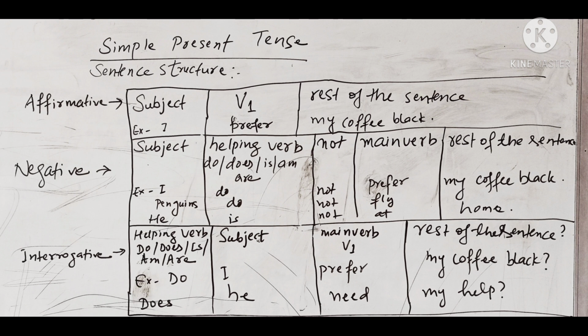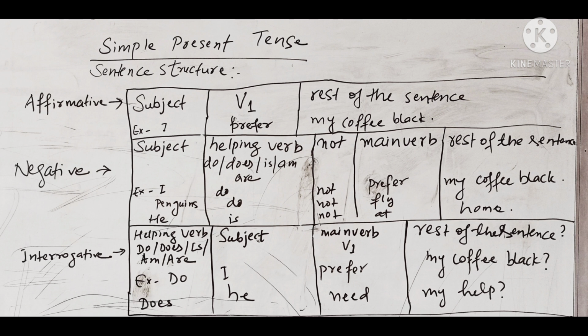Affirmative, negative and interrogative. So, in affirmative sentence, we put the subject first, then the first form of verb, verb 1 or the base form of verb, then the rest of the sentence. See this example. I prefer my coffee black. So, I is the subject here, prefer is the base form of verb, right? And my coffee black is the rest of the sentence including the object.